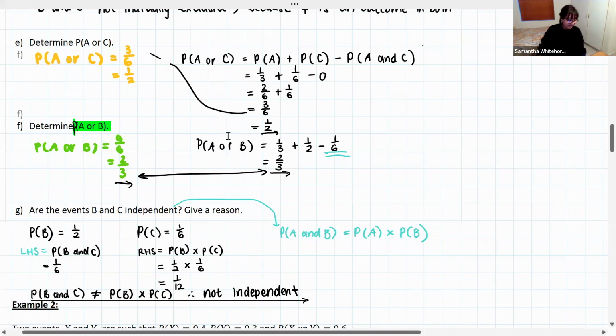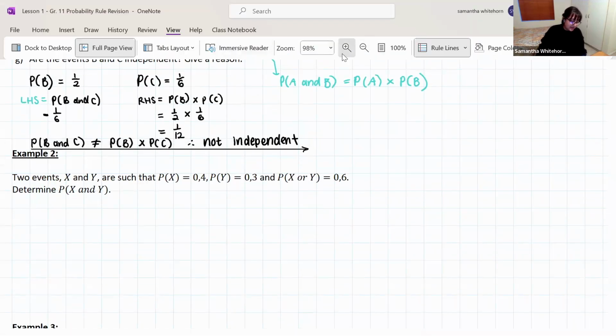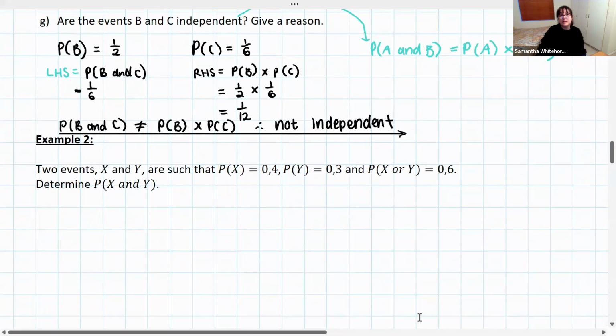All right. Okay, so let's have a look at example 2. This is how we phrase questions in exams, where we give you information about certain aspects of your events, and we expect you to answer questions. So it says 2 events, X and Y, are such that the probability of X is 0,4, the probability of Y is 0,3, and the probability of X or Y is 0,6. Determine the probability of X and Y.